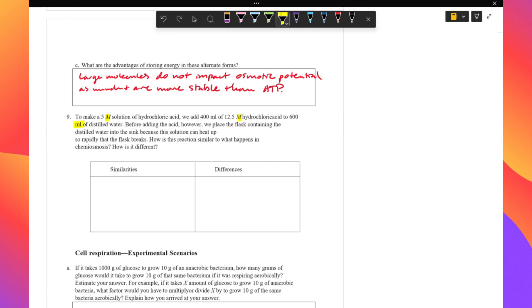How is this reaction similar to what happens in chemiosmosis, and how is it different? All right. So in both processes, as we're adding the acid to the water, we're generating a huge difference in concentration between the two, and a proton gradient.